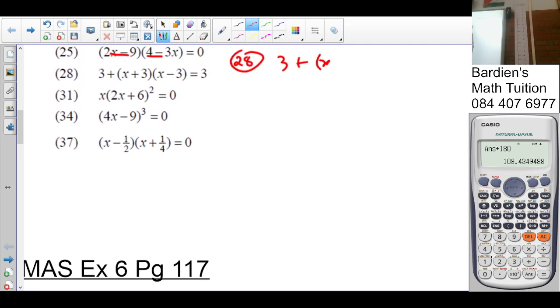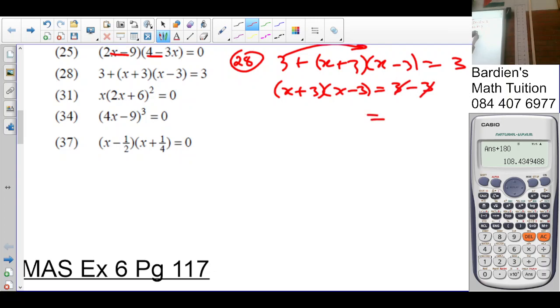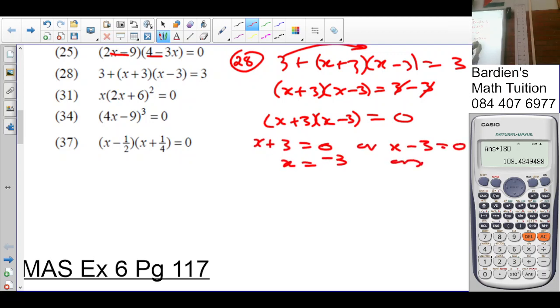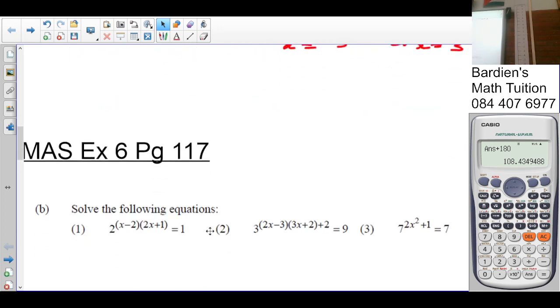So you've got 3 plus (x plus 3)(x minus 3) is equal to 0. People, is that in the form a times b equals 0? No. So I have to get the 3 over the equal sign. So it's going to become (x plus 3)(x minus 3) equals 3 minus 3, which is now 0. So x plus 3 is equal to 0, or x minus 3 is equal to 0. So x is equal to negative 3, or x equal to 3. You all understand?